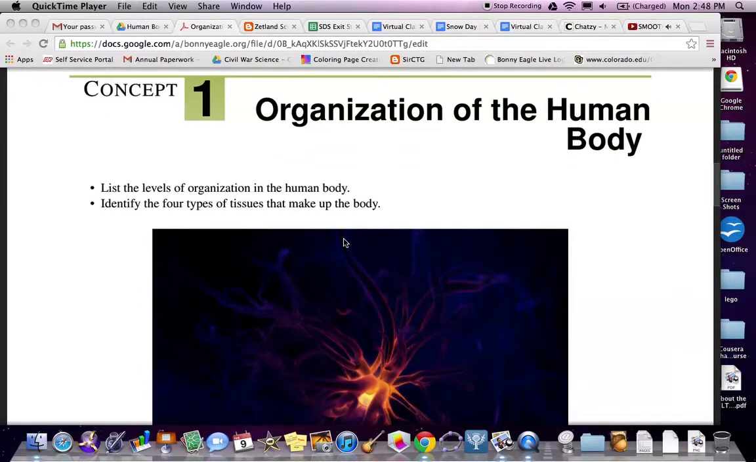List the levels of organization in the human body. Identify the 4 types of tissues that make up the body.